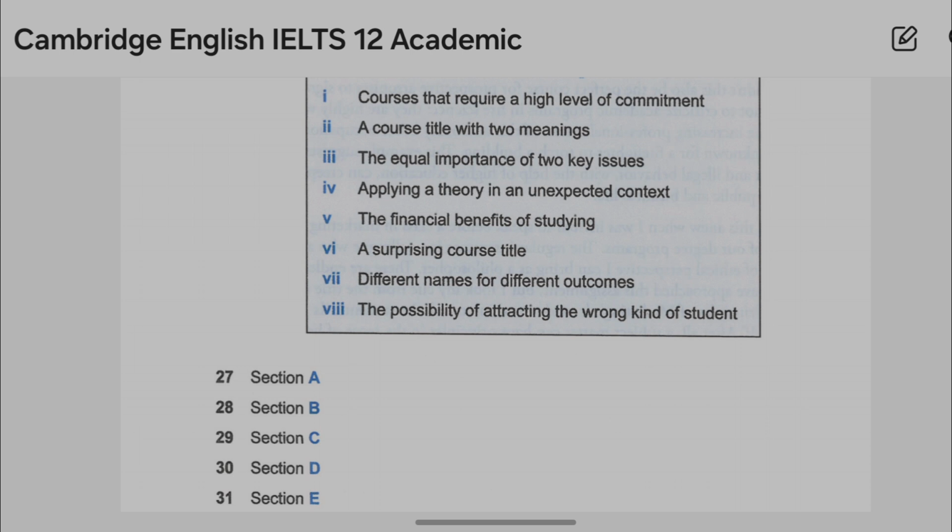So let's see the other headings. The seventh one, different names for different outcomes. Only one name has been discussed of a course and no different names or outcomes have been discussed in this paragraph. The possibility of attracting the wrong kind of student. Undergraduate students are mentioned, but how they can apply for a course is told by the author in this passage. So this is again not the answer, and the best heading that fits in section A is no doubt 6, a surprising course title.